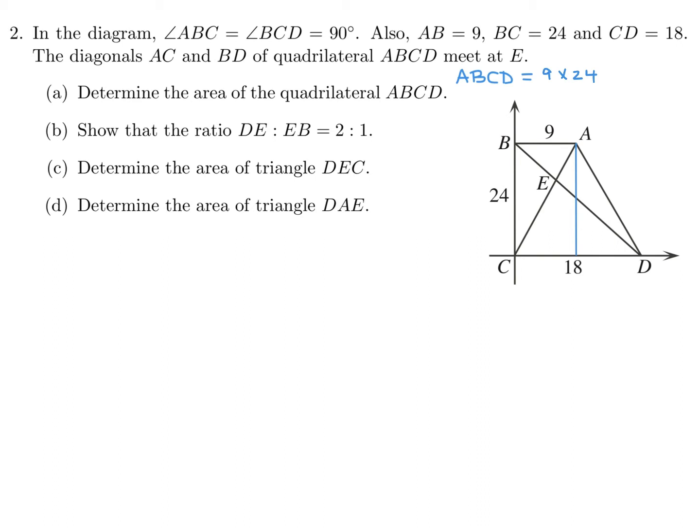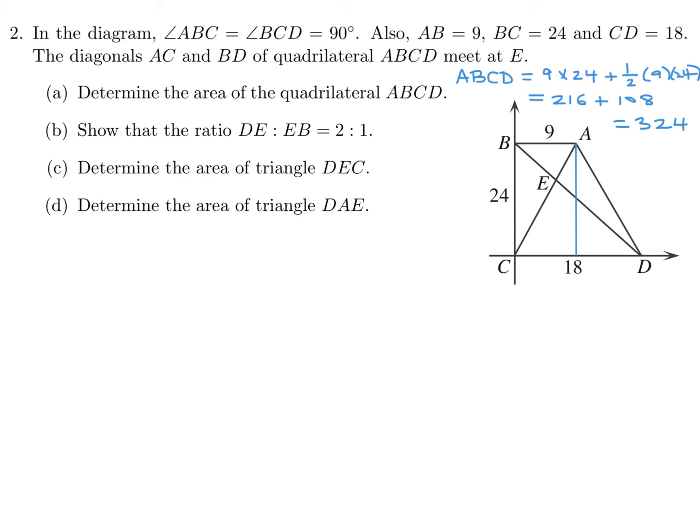The height is 24, and the base, from here to here, is 9, because this is 18, and then from here to here is 9. So that's just 18 minus 9. So plus 1/2 base, which is 9, times height, which is 24. And this is 216 plus 108, and that is 324. So that takes care of part A.